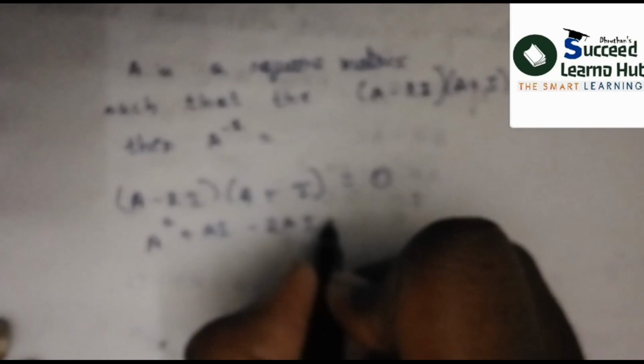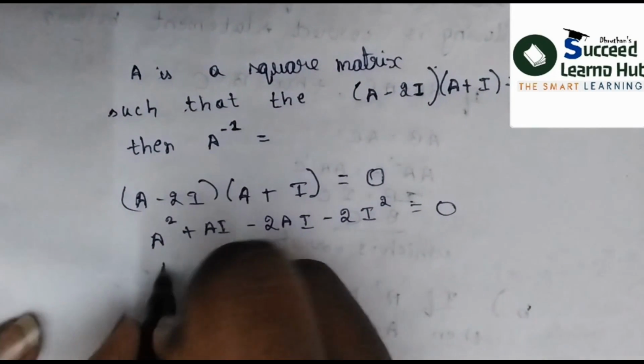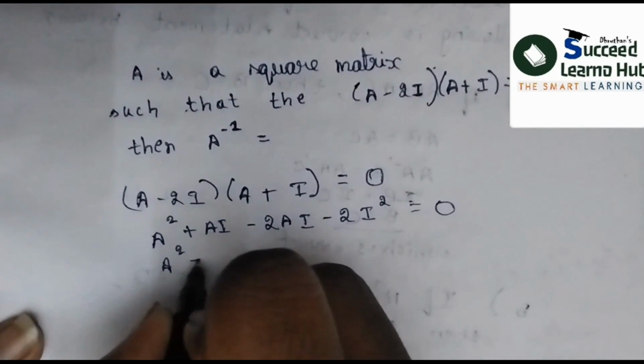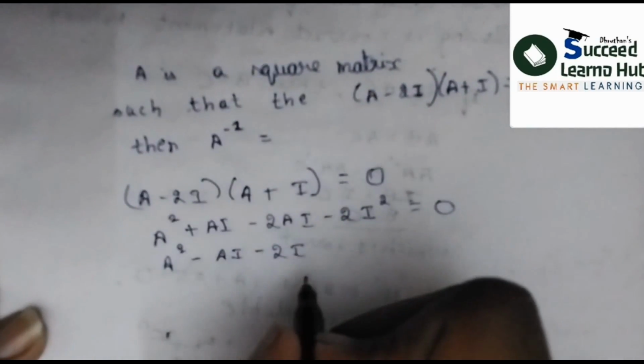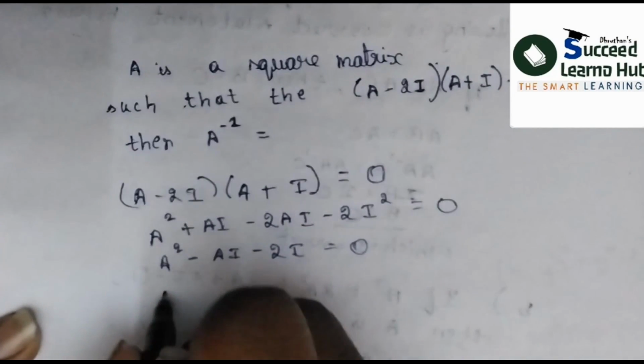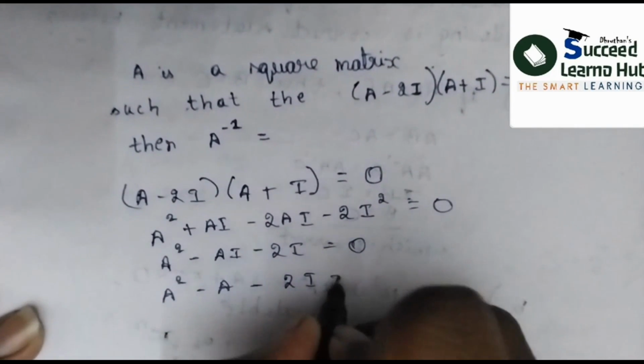Now, if you multiply this, A square plus AI minus 2AI minus 2I square is equal to 0. Here, now, A square minus 2AI plus AI comes out to be minus AI, minus 2, because I square is nothing but I, is equal to 0. Now A square minus A minus 2I is equal to 0.